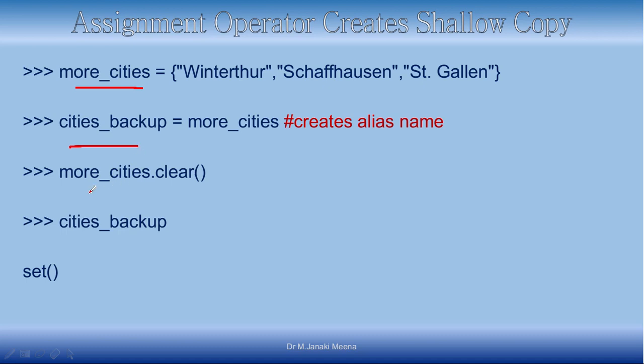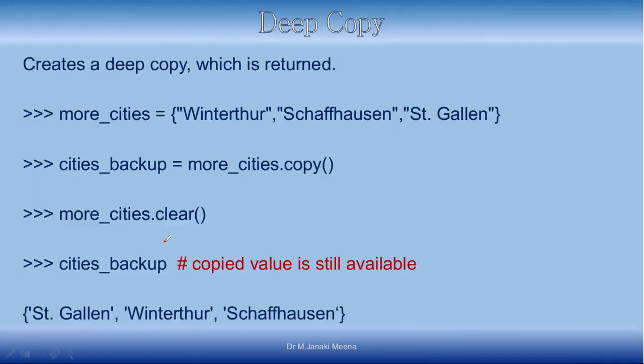And when I say more cities dot clear, I am removing all the elements from more cities, and when I try to print cities backup, I will find it empty, because both of them were pointing to the same object, the same memory. Since we have removed using one of its names, even when I print through the other name, I will see that it is empty.